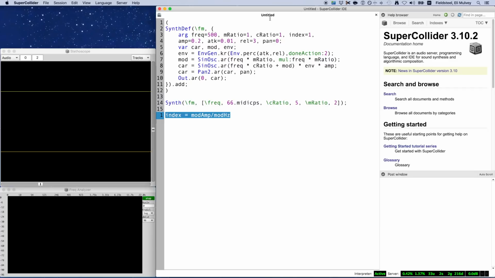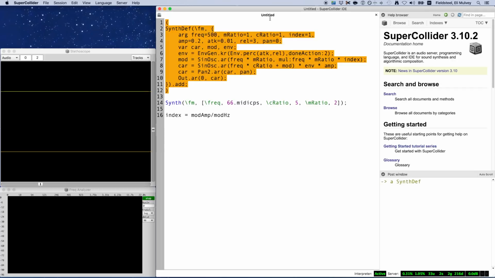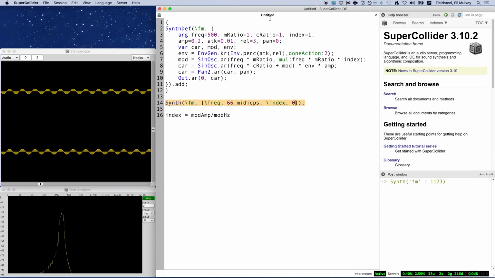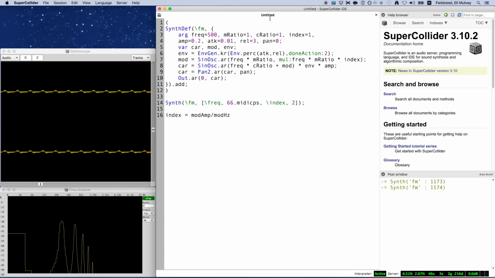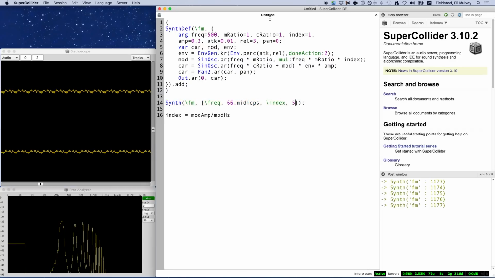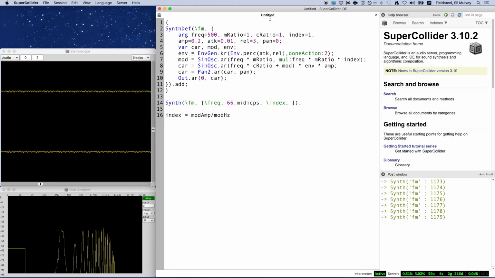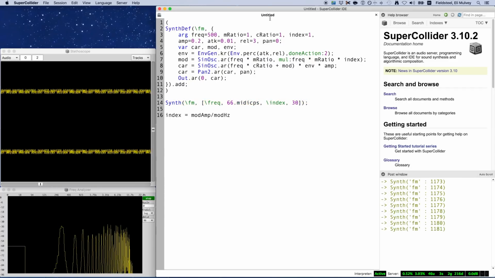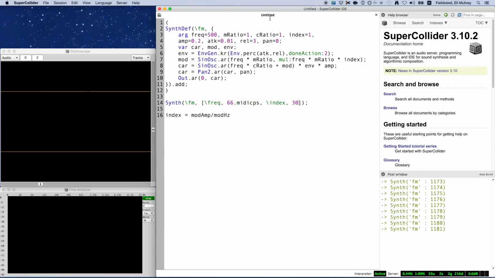So to incorporate our index argument, now we just multiply modulator amplitude by index. So now, if the index is 0, we should expect to hear a pure sine wave at note number 66. And we do. And as we increase the index of modulation, we see more and more sidebands populate the output spectrum. There's one last thing I'd like to do to our synth-def, and that is add an envelope to control the index of modulation.